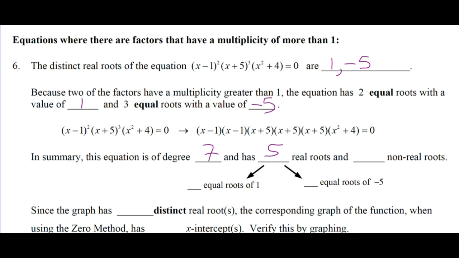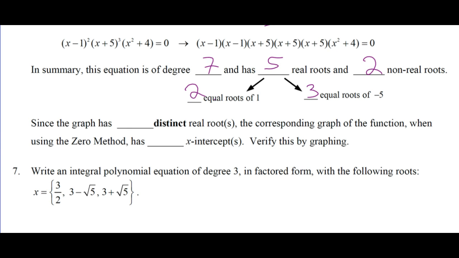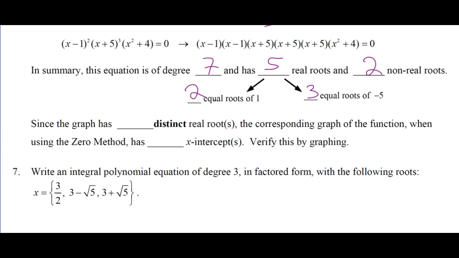How many equal roots of 1? 2. And how many equal roots of negative 5? 3. So if there are multiplicities, we call them equal roots. There are 2 real equal roots, and there are 3 real equal roots. And how many non-real roots? These have to add up to 7, just as the real roots add up to 5, so these 2 have to add up to 7.